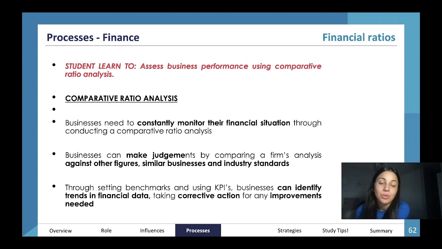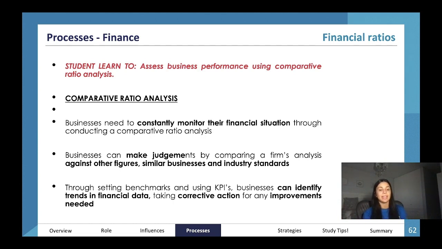Now, the last point I want to look at for this is the comparative ratio analysis. I, again, used to forget about this, but it's actually a learn too. So assess business performance using comparative ratio analysis. It's very wordy, but if you guys have already done finance, you'll know that a lot of the time in finance, you find out your ratio and the ratio that they give you, but then you'll compare that to industry average, you'll compare it to the acceptable ratio, you'll compare it to your competitors' average or competitors' last year's numbers. Comparative ratio analysis is where you confirm against other figures, similar businesses, and industry standards.